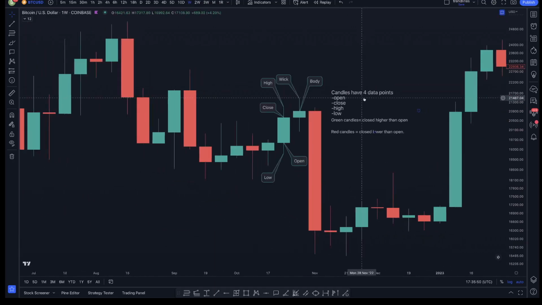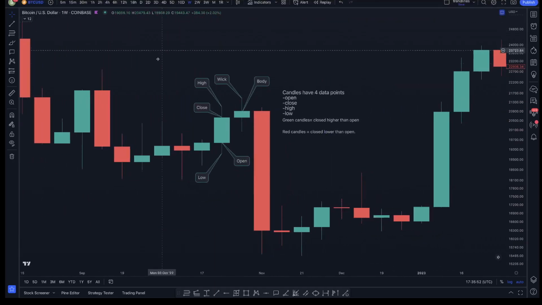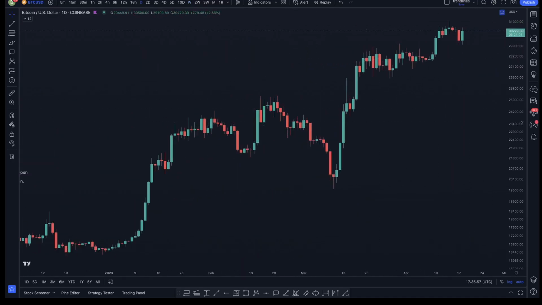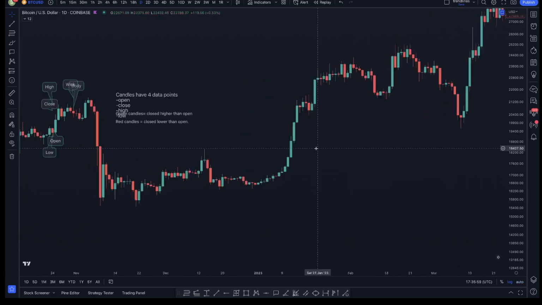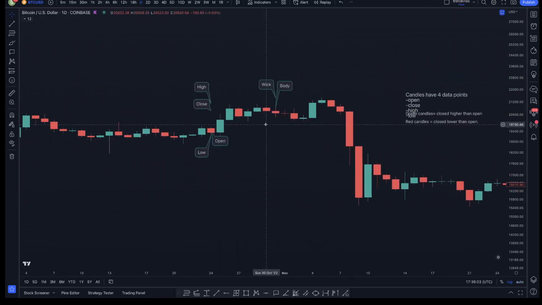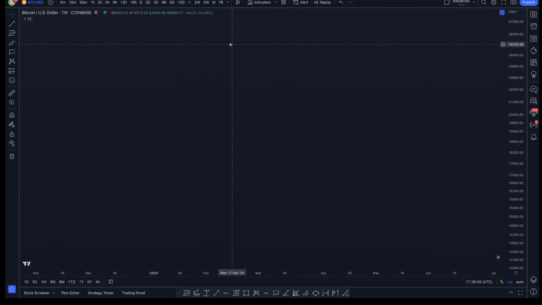So for weekly candles, there are 7 daily candles inside of a weekly candle. So this is 1 week right here. This data represents the weekly chart.